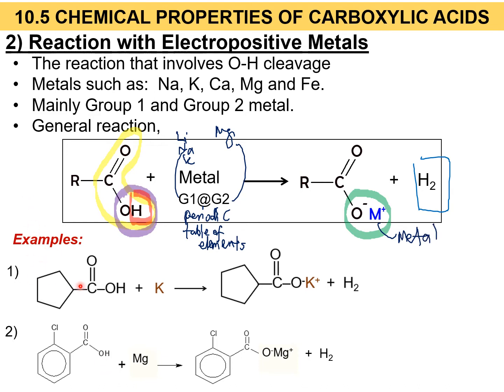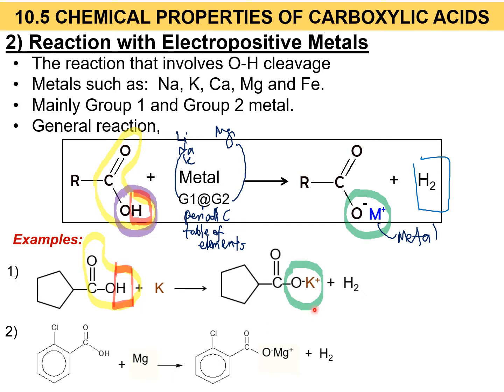Okay, for example, you can see here, this is the carboxylic acid. So dia react dengan metal in group 1, because this is potassium kan. So kalau you nampak carboxylic acid react dengan metal group 1 ke group 2, that means dia akan buat OH bond cleavage. So kita akan buang this hydrogen. So bila kita buang hydrogen ni, dia akan jadi H2, hydrogen gas. Okay, so what happened to the main product here? Daripada OH dia akan jadi O minus K plus.